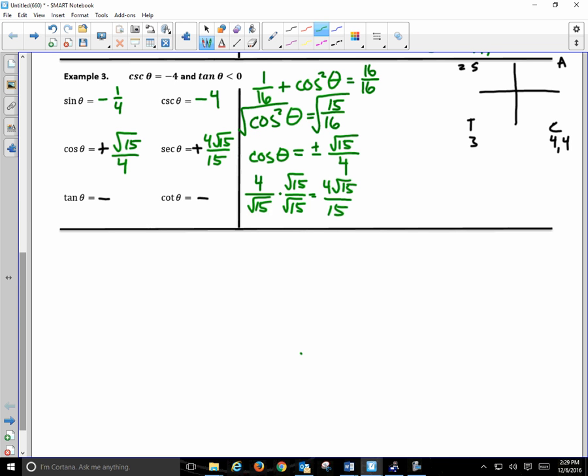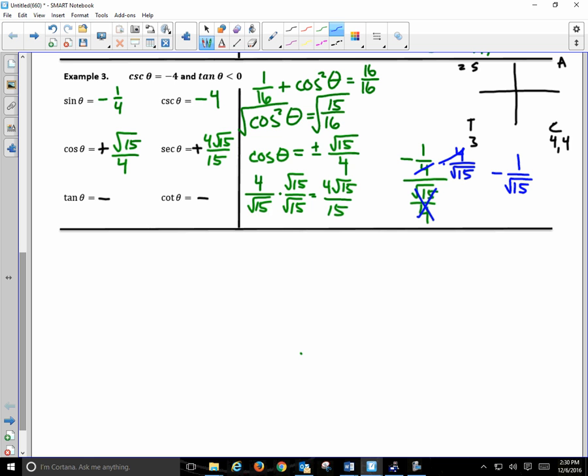Okay. So how do I figure out tangent then? Yeah, sine divided by cosine. So I have negative 1 over 4 divided by positive root of 15 over 4. How do I divide those? Multiply by the reciprocal. What happens? I end up with negative 1 over the root of 15.